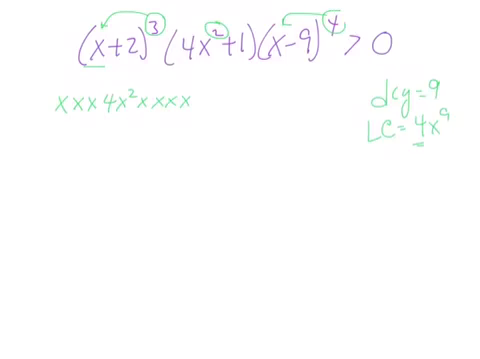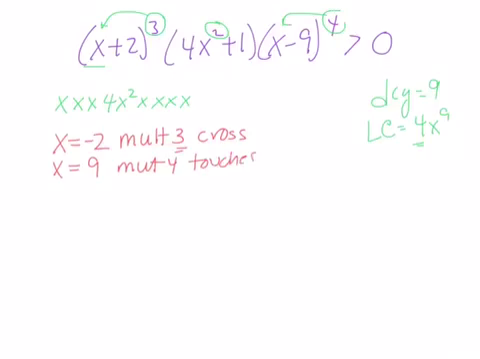Well, if we look at the first factor, we know the zero is x equals minus 2, and it has a multiplicity of 3. That means it's odd. It's going to cross because the multiplicity is odd. We're going to look at the second one in a second. Let's do the third one. X equals 9 is the zero. It has a multiplicity of 4. It just touches the axis. It does not cross.